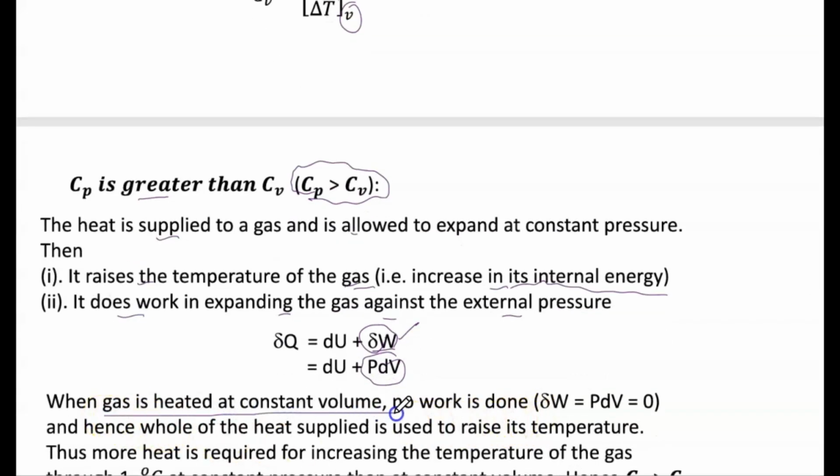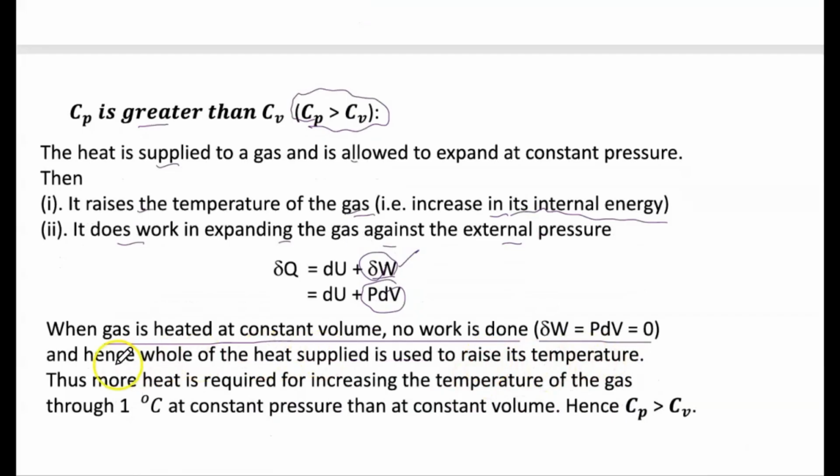Now see, as gas is heated at constant volume, no work is done. So delta W will be equal to PdV, that is equal to 0. Hence the whole of the heat is supplied to raise the temperature. See, the whole heat is used to raise its temperature.